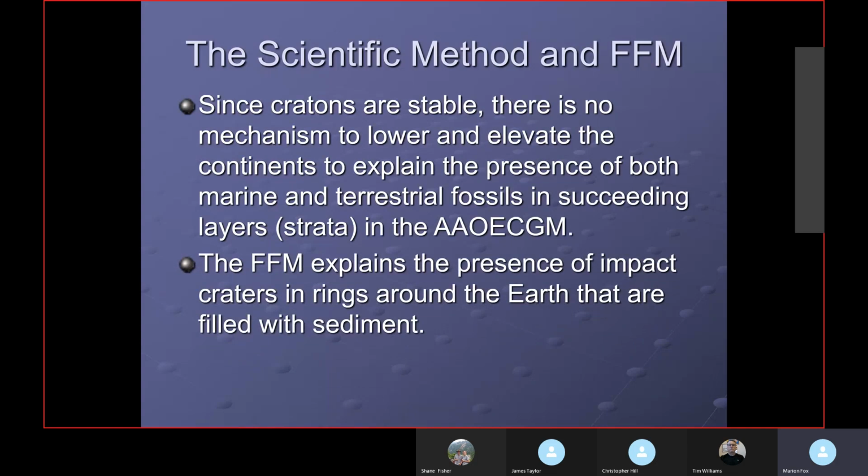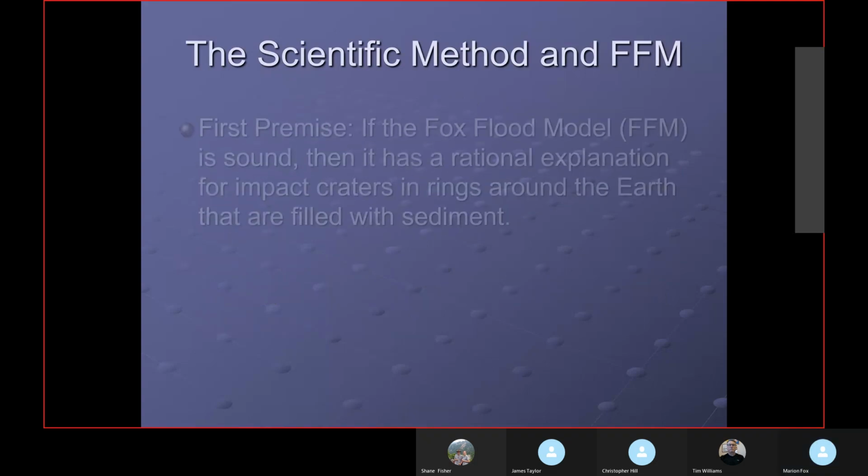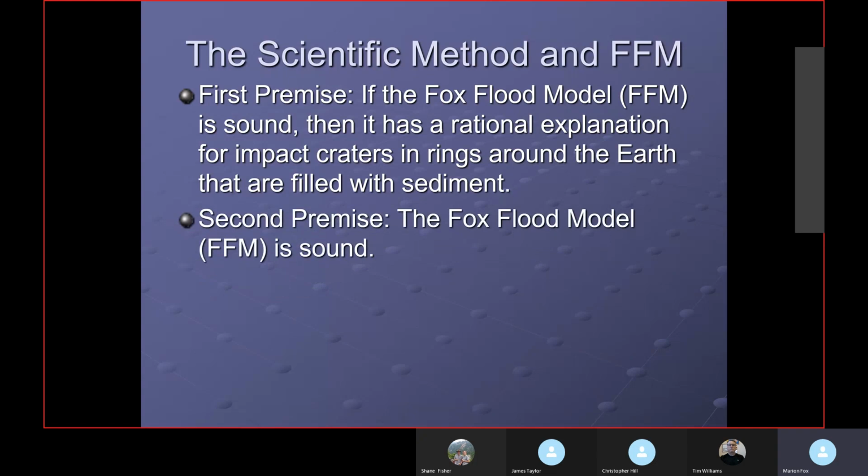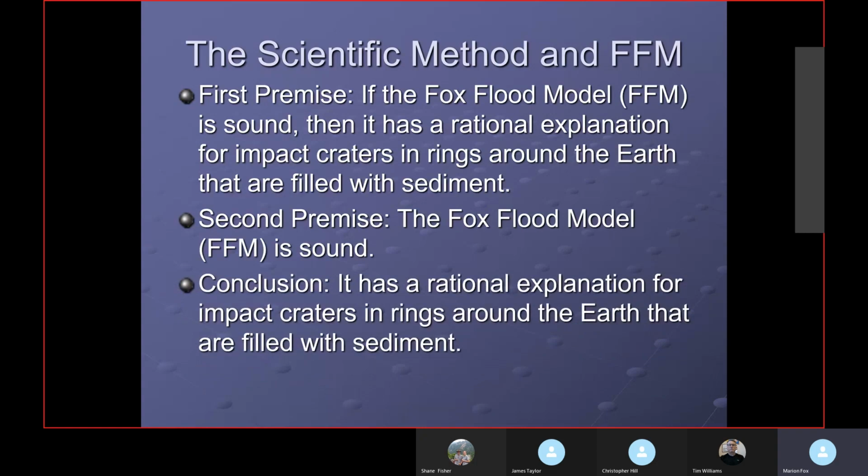The Fox flood model explains the presence of impact craters and rings around the Earth that are filled with sediment. If the Fox flood model is sound, then it has a rational explanation for impact craters and rings around the Earth that are filled with sediment. So we have craters and rings lined up in a row like a machine gun laid them out. And these craters are filled up with sediment. Now my model explains it. I don't think that all flood models explain it, but mine does. The Fox flood model, I believe, is sound because of this. I'm claiming it is, and it gives a rational explanation for impact craters and rings around the Earth.